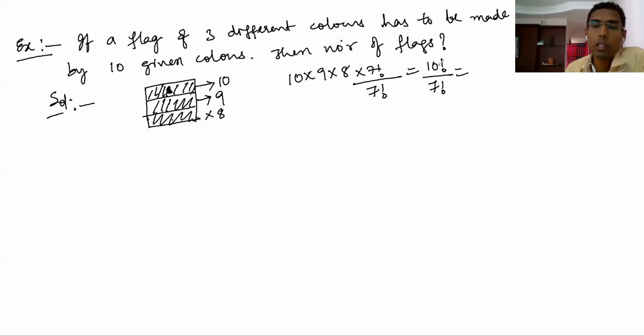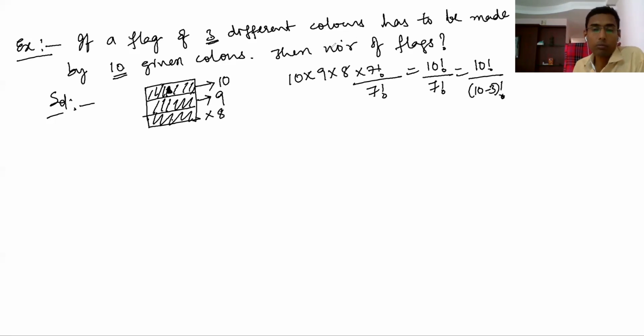This one you can write as 10 factorial by 7 factorial, that you can write as 10 factorial by 10 minus 3 factorial. Why am I writing this? See, if a flag of 3 different colors has to be made from 10 given colors, number 3 is there, number 10 is there. If I have to write the answer in terms of 10 and 3, then what should I do? I have to write 10 factorial by 10 minus 3 factorial.